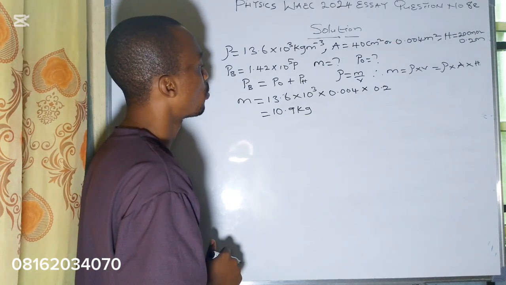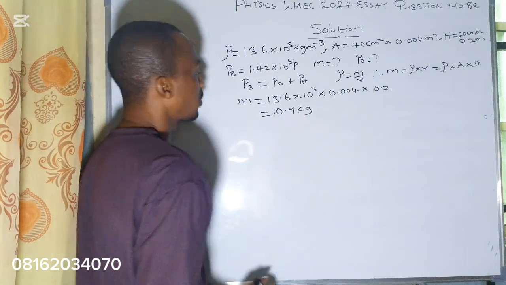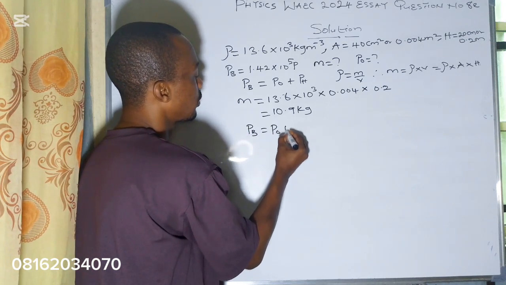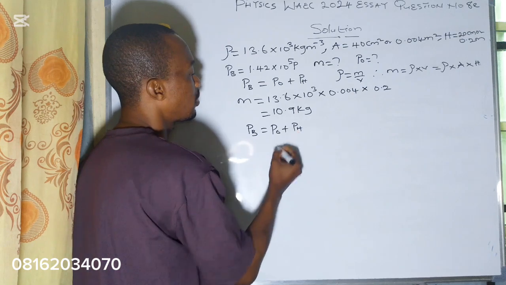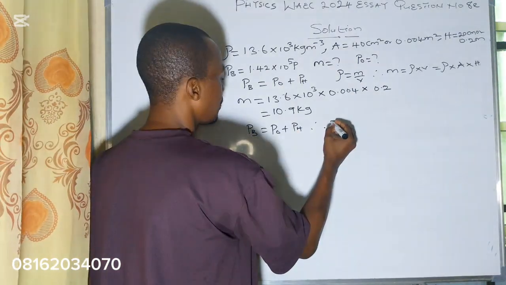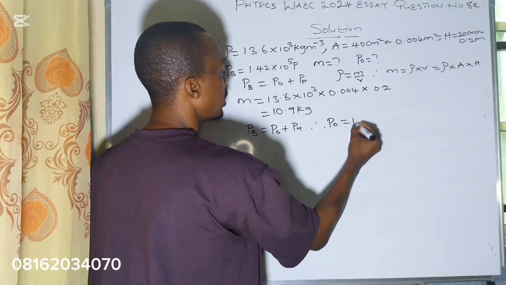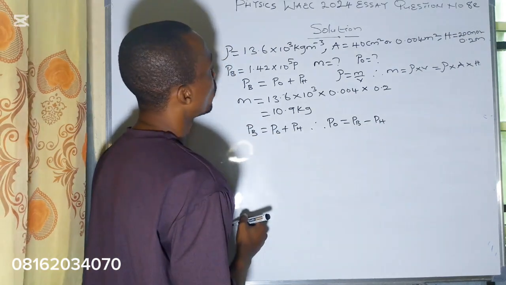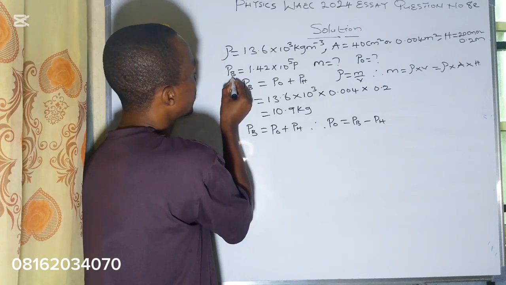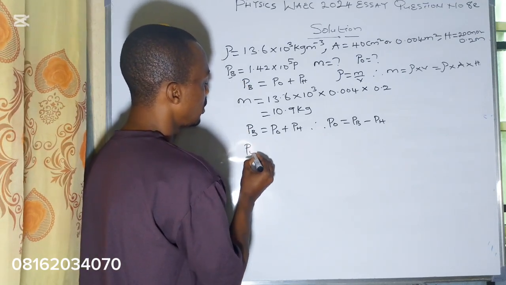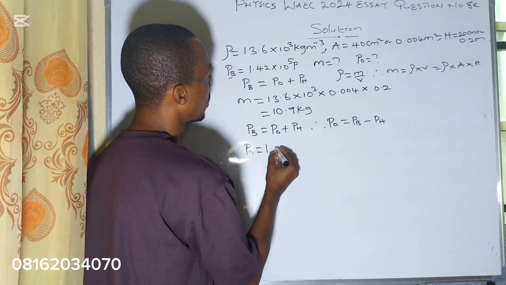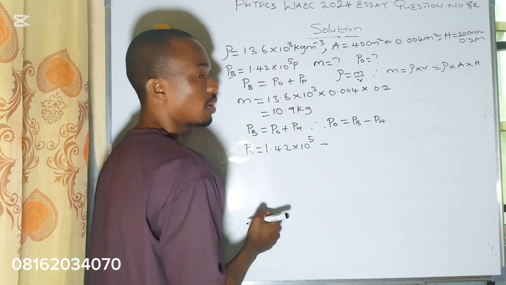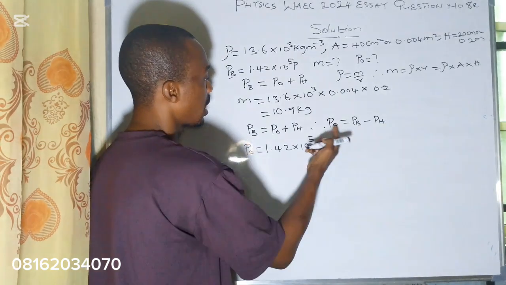But we are also asked to find the pressure at the surface. Using this formula, pressure at the base is equal to pressure at the surface plus pressure due to the height of mercury. So pressure at the surface will be equal to pressure at the base minus pressure due to the height. We are given the pressure at the base: P naught equals 1.42 times 10 raised to the power of 5 minus the pressure due to the height.